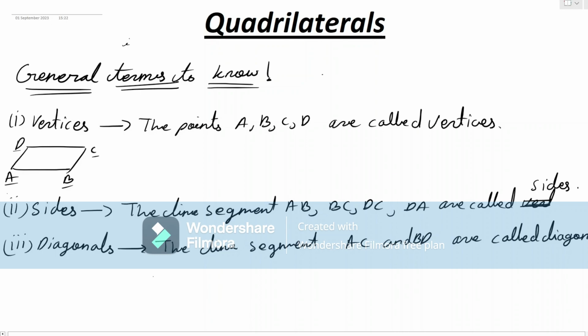Let's explain this with the help of a diagram. So here we have, let's say, a really long, lengthy rhombus. Let's name it A, B, C, D, because in the statement I have written AB. So when you join A with C and B with D, the line segment formed is called a diagonal. Okay.